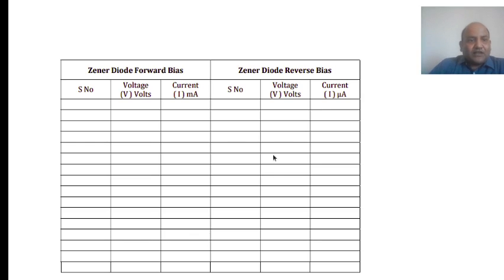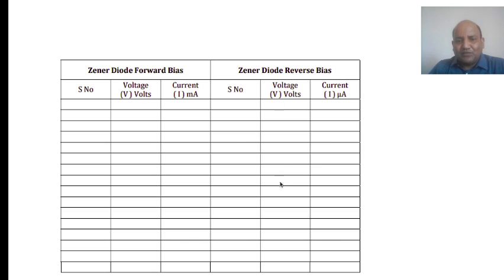Now this is the graph, and this is the table which you have to fill. This is the zener diode in forward bias case. Here you have to note down the voltage and current, and plot a graph between voltage and current. And for the zener diode in reverse bias, here you can find the real behavior of the zener diode.